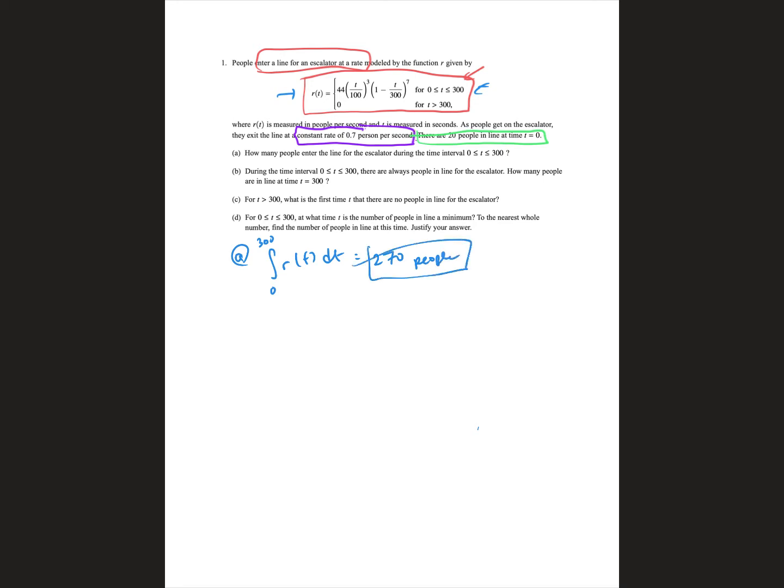Nice and round. So part B says during the time interval, there are always people in line. How many people are in line at time 300? Well, when you're trying to figure out the total number of people in line, and you've got people going in and people leaving and people who were there to start with, you figure out the number by taking the starting number of people, adding the number of people added, which might be obvious, and take away the number of people who have left.